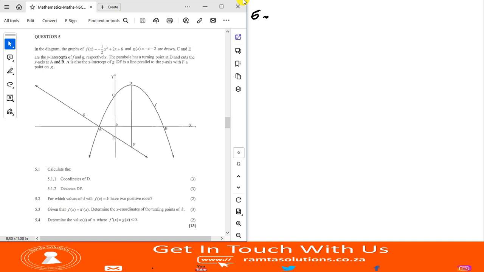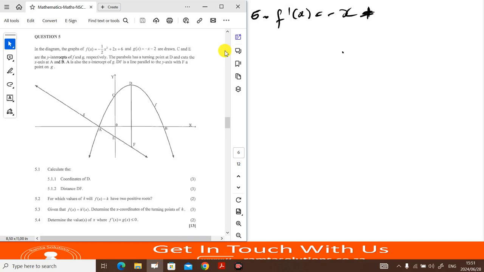5.4 says, determine the value or values of x for which f prime x multiplied by g of x is less than 0. Something I want you to know is this: f prime x will be negative x plus 2. Come on, buddy, what happened? Negative x plus 2.